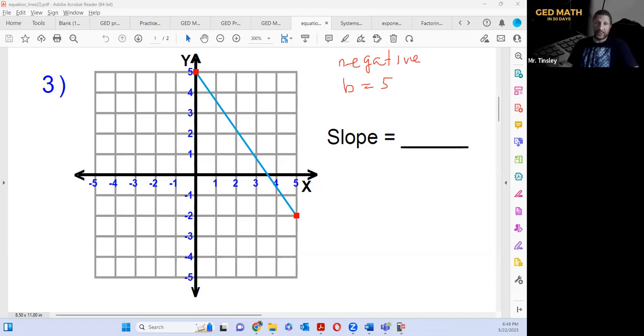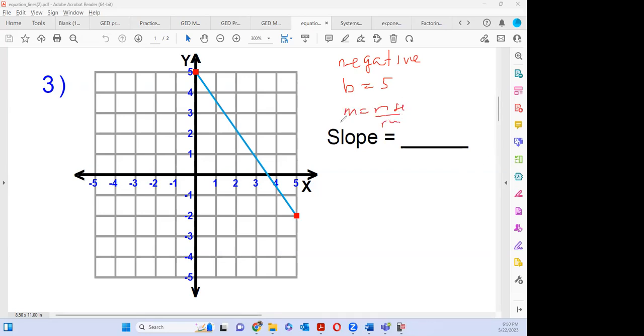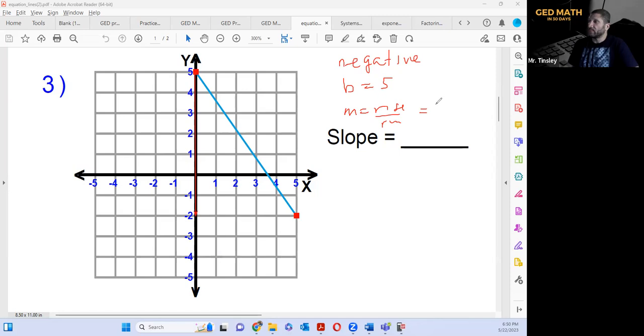Now I'm going to use this point right here. And which way am I going for rise over run? We're going down. Count with me. 1, 2, 3, 4, 5, 6, 7. I went down 7. Is that positive or negative 7? Negative 7.